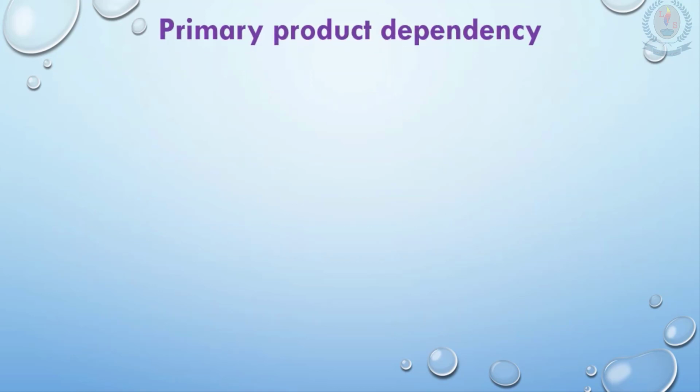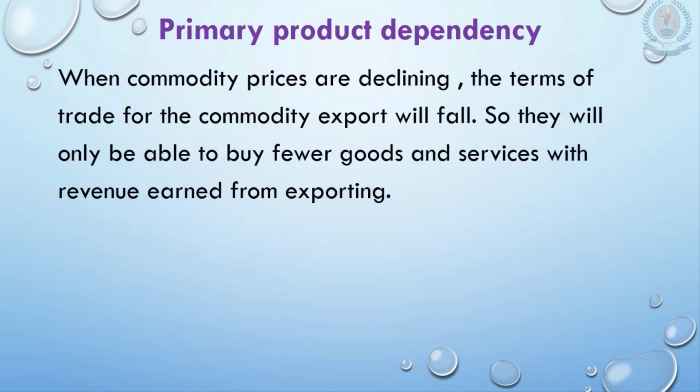Primary product dependency. When commodity prices are declining, the terms of trade for the commodity export will fall. So they will only be able to buy fewer goods and services with the revenue earned from exporting.